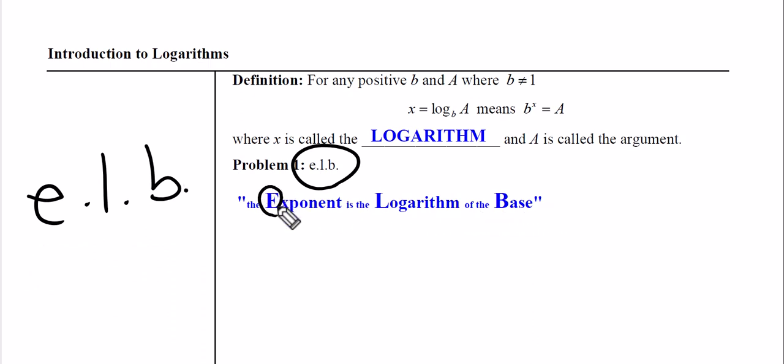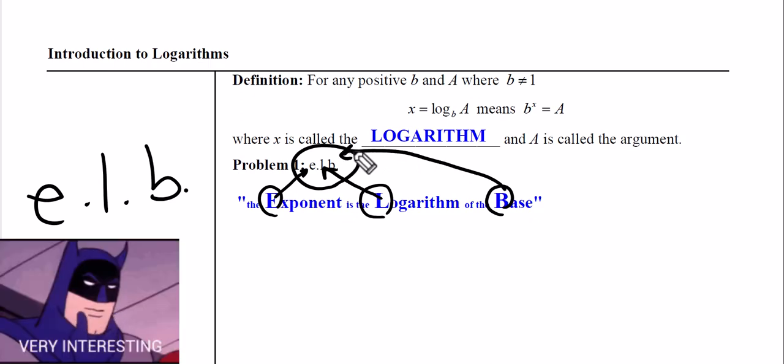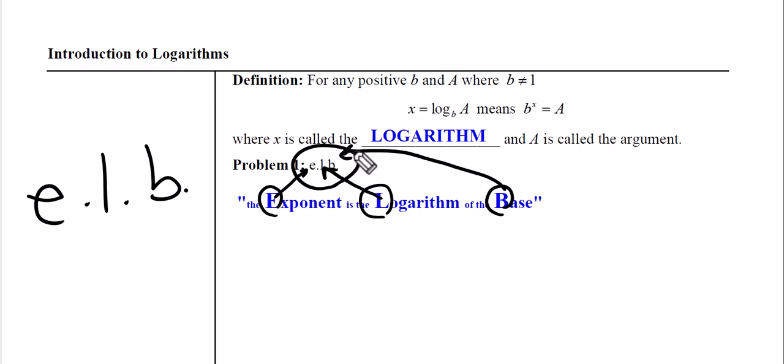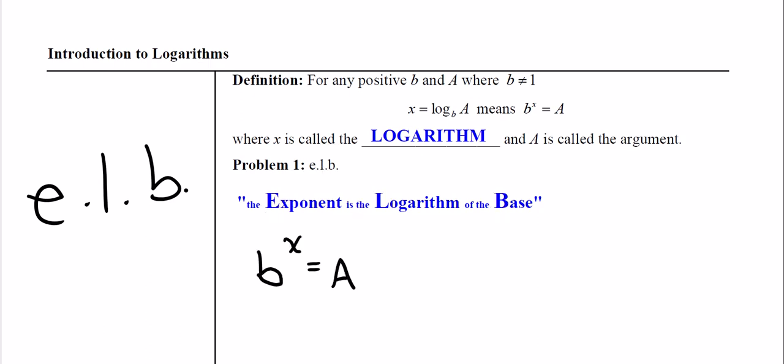So the e is for exponent. The L is for logarithm. And the B is for base. And those of you taking SAT tests and stuff like that, e.l.b is going to be a lifesaver. So the exponent is the logarithm of the base. So please just stop writing things down right now and just watch the whole thing unfold, and you might want to pause and replay this a few times before you write this down.